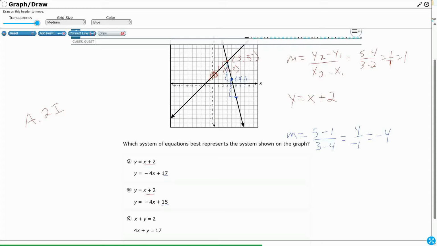So let's just take a point. Let's take my (4, 1), and I'm going to plug those in. So my y is 1, my m is -4, my x is +4. I'm just going to solve for b. So 1 equals -16 plus b. Add the 16. There we go. b equals 17. So y equals -4x + 17. And we've got that right there.